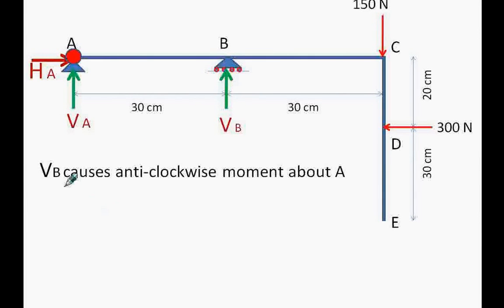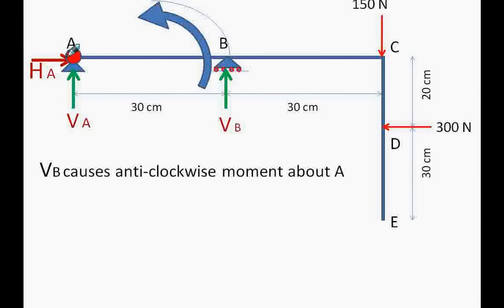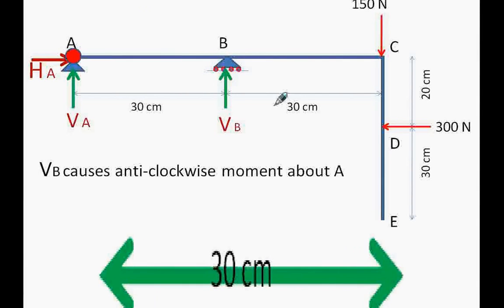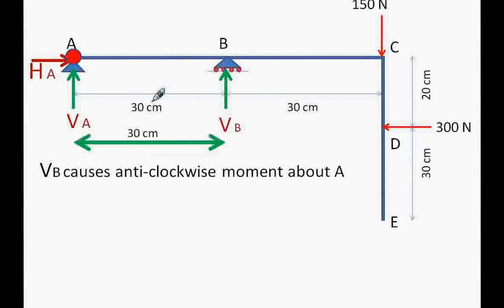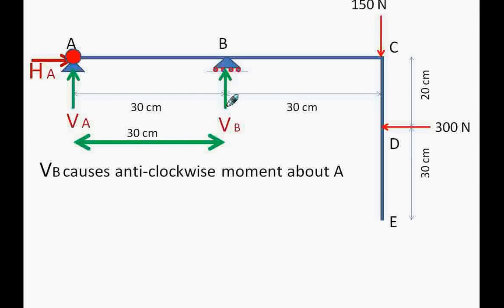VB causes anti-clockwise moment about A. See the direction in which it rotates. This is the moment center, and the rope is tied here. This is an anti-clockwise moment, hence it is negative. It is at a distance of 30 centimeters from VB, because what is moment? Force multiplied by distance. So this is VB multiplied by 30 with a negative sign because it is anti-clockwise.